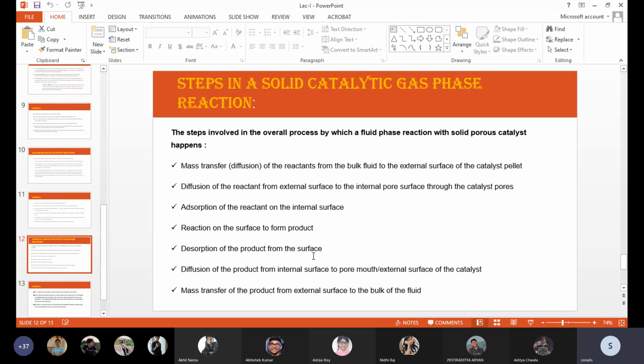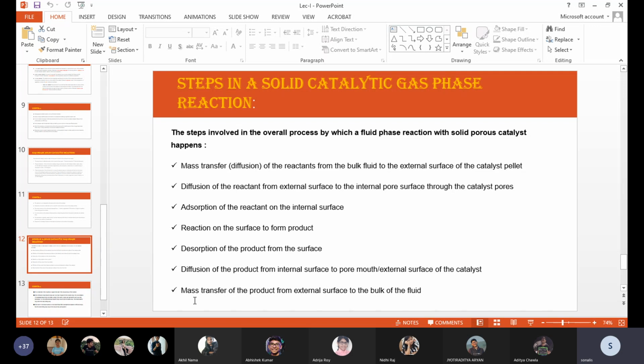Now, when the product is free after desorption, it has to come to the external surface of the catalyst. So it has to diffuse from the internal surface up to the pore mouth, that is the external surface. This is another mass transfer: diffusion of the product from the internal surface to the pore mouth or external surface of the catalyst.